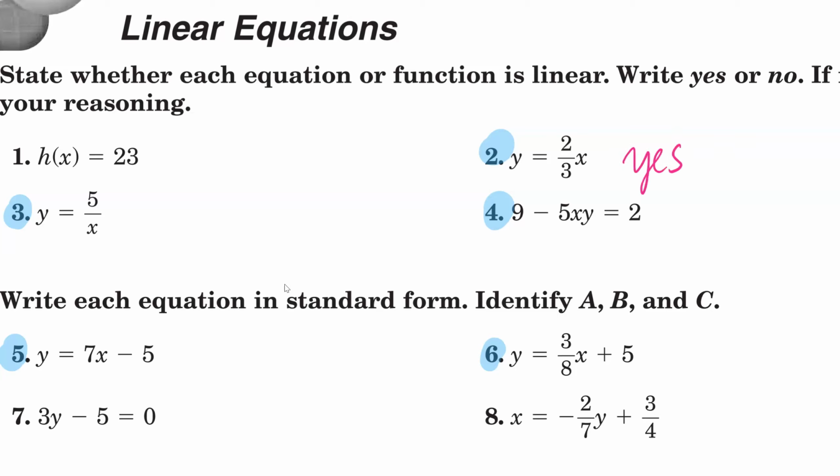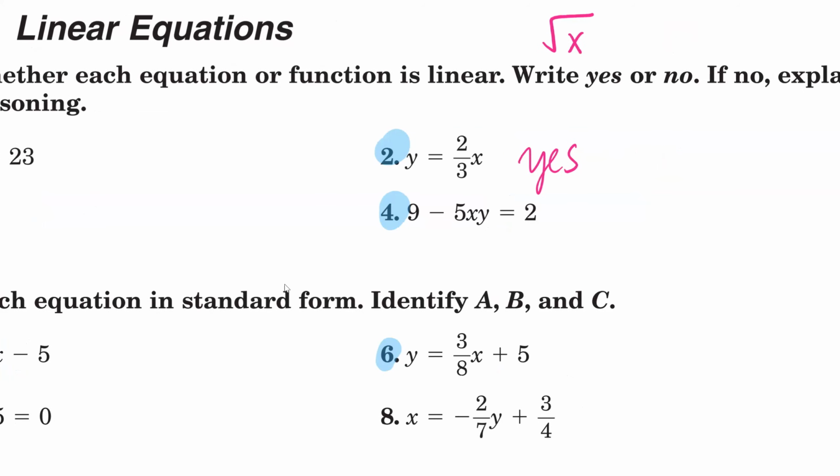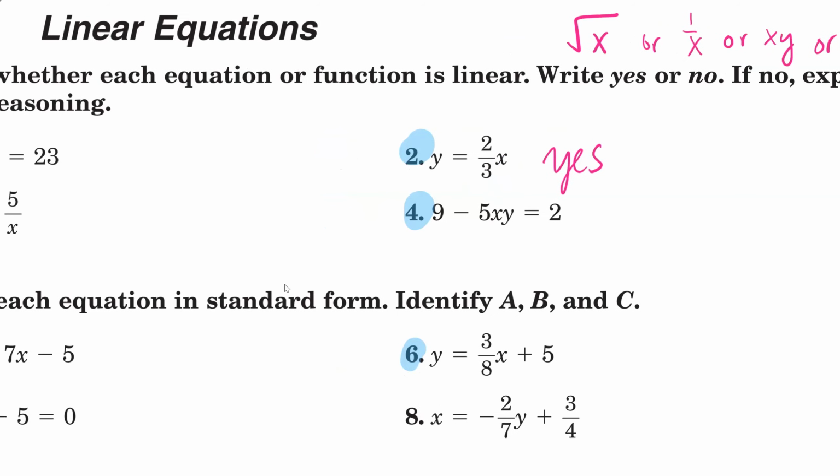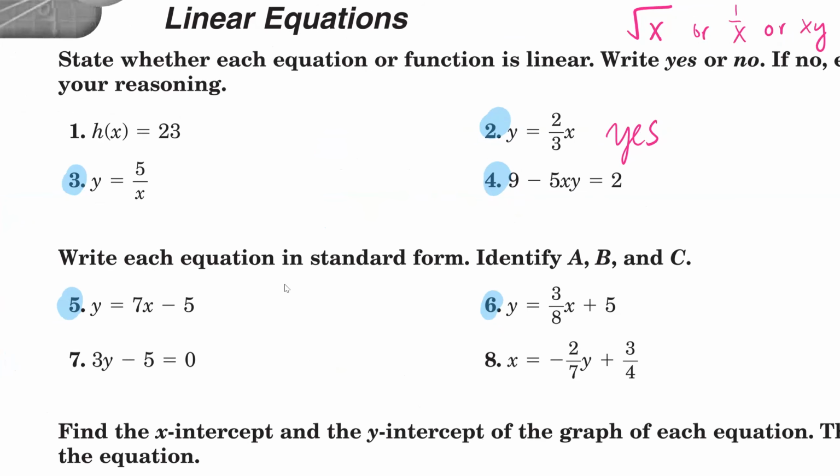So this is linear. How do we know it's linear? What do we have to look out for to be not linear? If the x is in the bottom, if it's being multiplied by y, or if it's in a square root, or if it has an exponent other than 1. Mm-hmm. Those are the 4 things. So number 2 is linear. Now 3 and 4. So 3 is not linear. Jordan, why? No, because x is in the bottom.